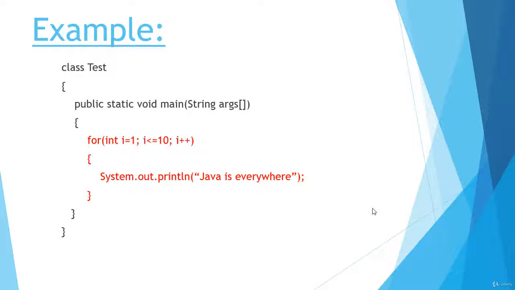At first it starts with the initialization. Now at this portion, i is equal to 1 and it checks the condition. Yes, 1 is less than or equal to 10. It comes inside the body of the loop and executes this statement. After that, it goes to the increment and increments i by 1, and again it goes to the condition and checks it. Now 2 is less than or equal to 10. It is again going to print "Java is everywhere" on the screen. In this way, it prints Java 10 times. At last, i becomes 11, and 11 is not less than or equal to 10, so this loop is going to break and we get outside from this loop.